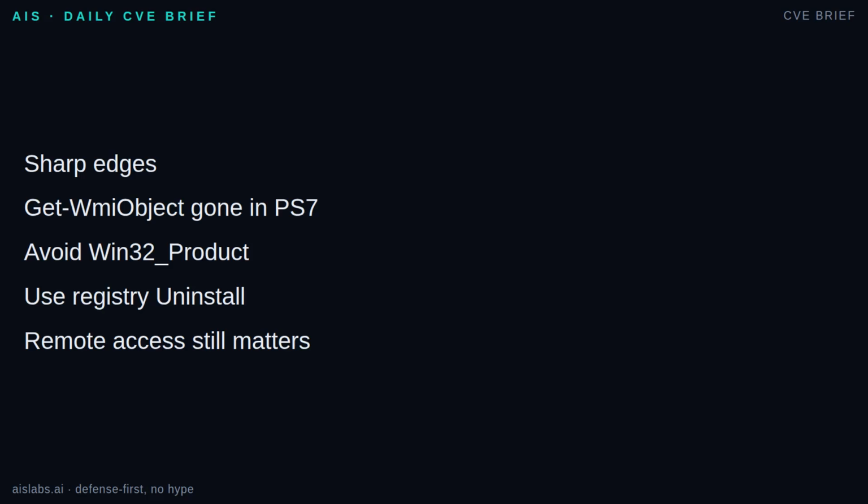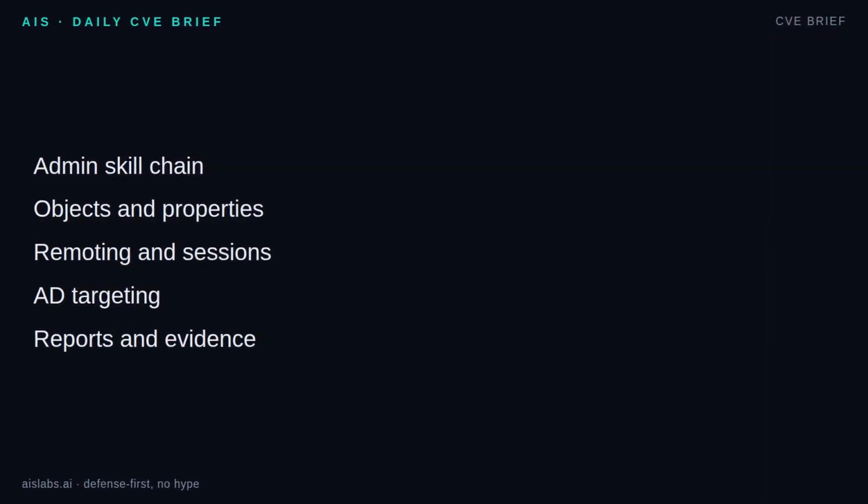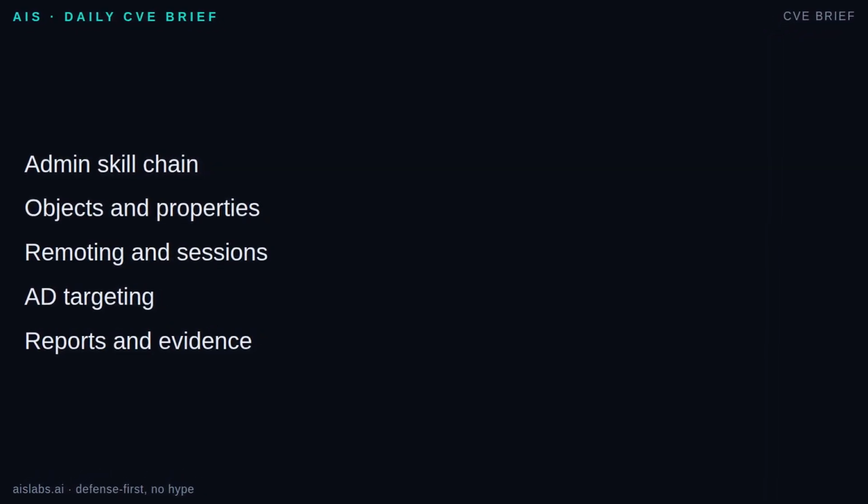CIM is not magic. Firewalls, permissions, offline laptops, and stale DNS still need handling. This sits right in the middle of Windows administration. You are using the object pipeline from earlier episodes, but now the objects represent real fleet state.